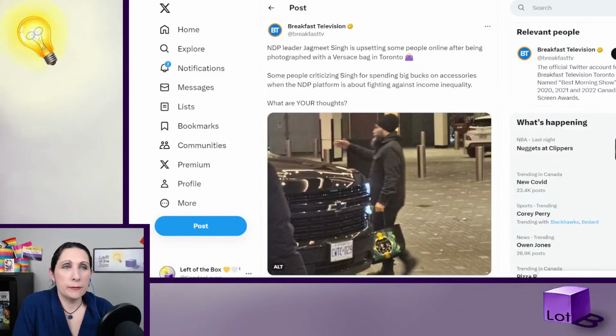And here's part of the problem. Jagmeet Singh, the leader of the NDP. NDP leader Jagmeet Singh is upsetting some people online after being photographed with a Versace bag in Toronto. Some people criticizing Singh for spending big bucks on accessories when the NDP platform is about fighting against income inequality.